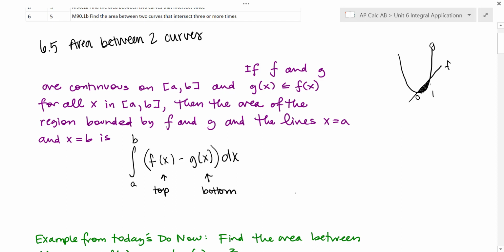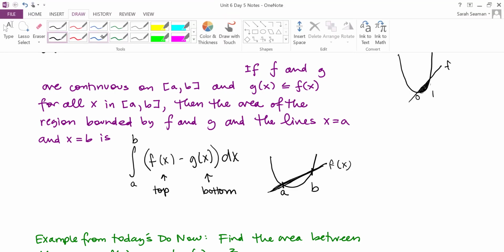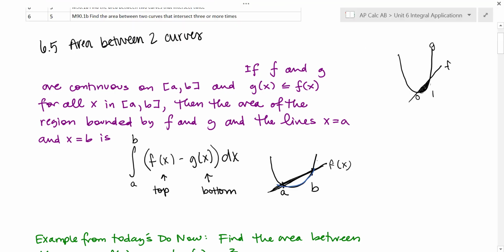So all I mean is that if we're looking at two curves, let's just go back to our parabola example. If I'm looking over the interval a to b, over this interval, my line is on top, so that would be my function f of x, whereas my parabola is on bottom. Let me get a different color. So that would be my function g of x over that interval.